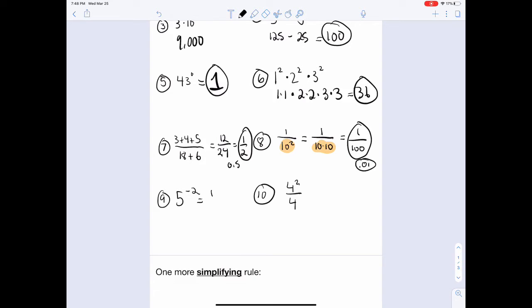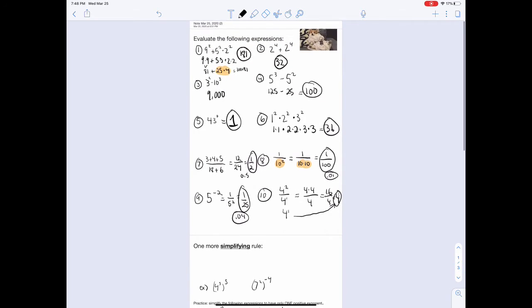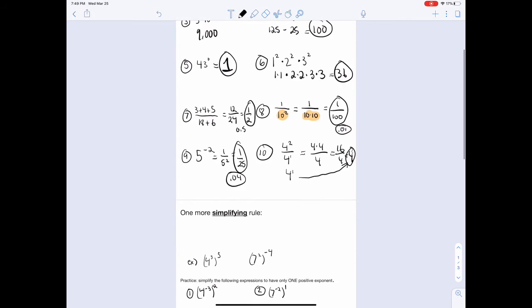This one, 5 to the negative 2, we know that's 1 over 5 squared, which is 1 over 25, or 0.04. And then this one right here, exponents are repeated multiplication, so you'll get 16 over 4, which equals 4. Maybe you also noticed the product rule right there, and you saw that it was 4 to the 1, which also equals 4. All right, so that was evaluating. Rewind the video if you need to see another one go over. Just ask me a question.